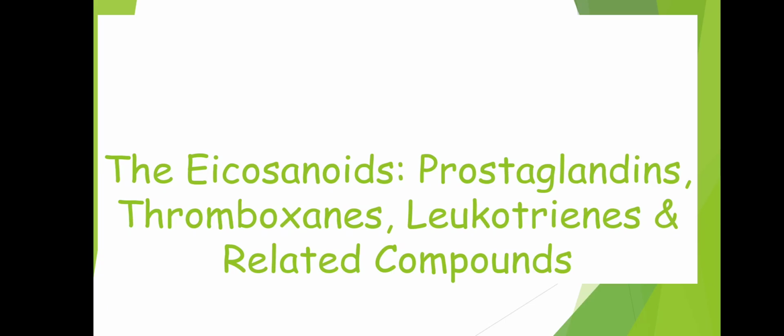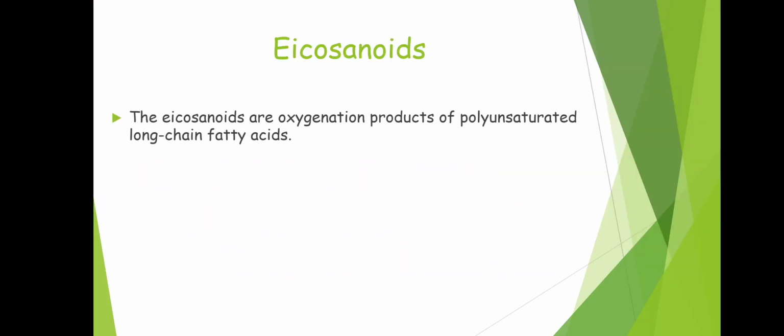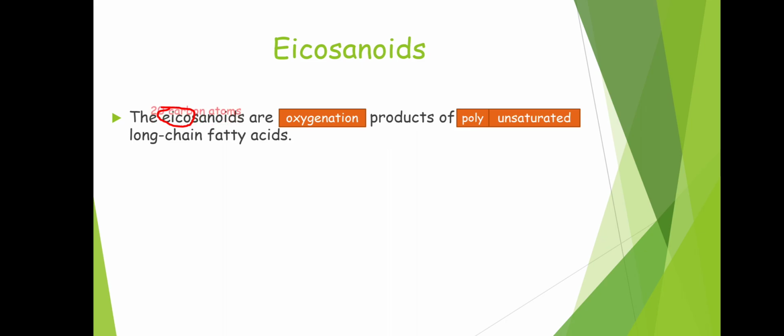So first of all, about eicosanoids. The eicosanoids are oxygenation products of polyunsaturated long chain fatty acid. The thing you should emphasize over here is these are oxygenation products of poly. Poly means many, and what is many? Unsaturation means there are many double bonds over here. And basically this icosa means compound containing 20 carbon atoms.